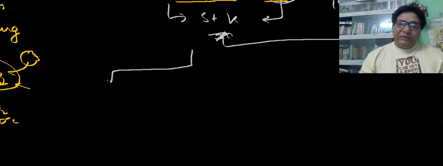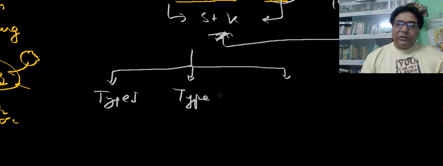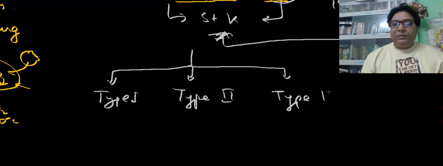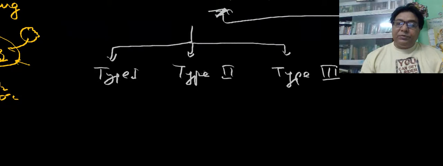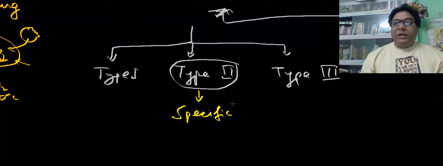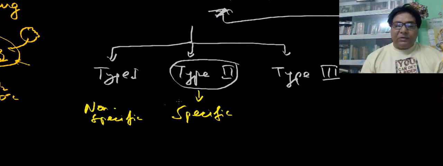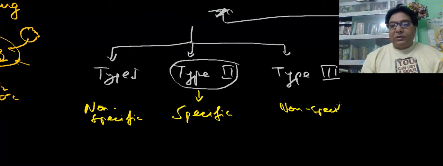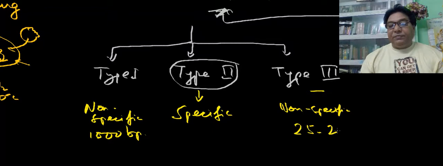There are 3 types of restriction modification system. Those are called type 1, type 2, and type 3 systems. Among these 3 types, type 2 is most important, because this type 2 restriction endonuclease system is specific, means it introduces cuts at its original cleavage site, whereas these are non-specific. This is also non-specific. It introduces cuts about 1,000 base pairs away from the original cutting site, and type 3 also incorporates cuts about 25-26 base pairs downstream of the original cutting site.